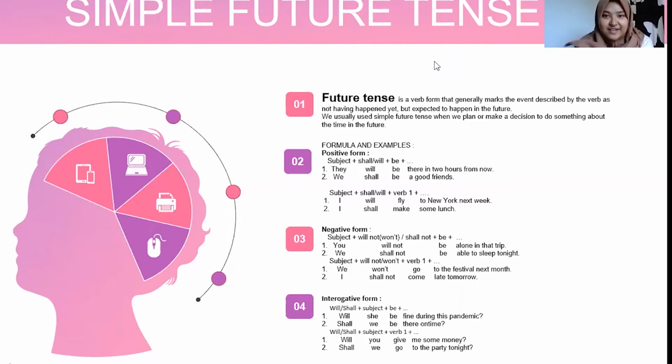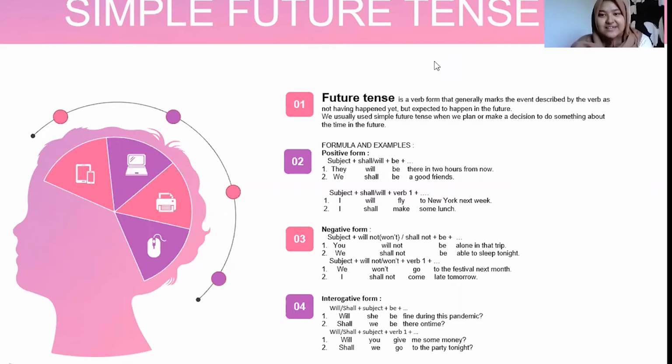I'm going to present simple future tense. As you can see here in my slide, there are 4 points that I'm going to explain. The first point is the definition of future tense. The second until the last is the formula and examples. So I'm going to start with the first point.